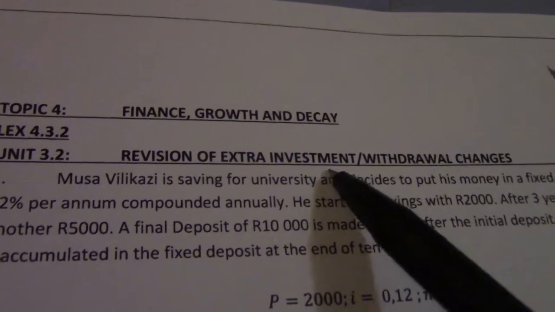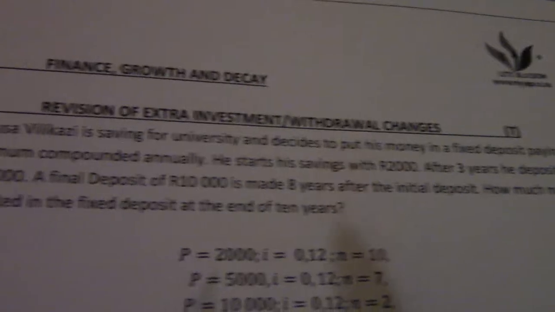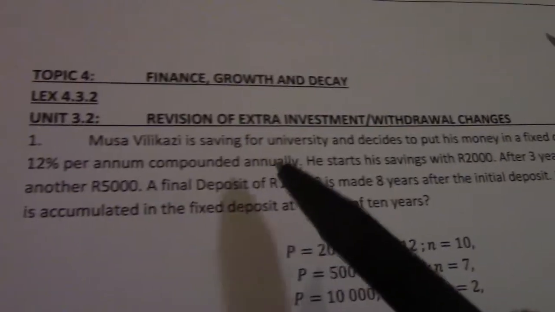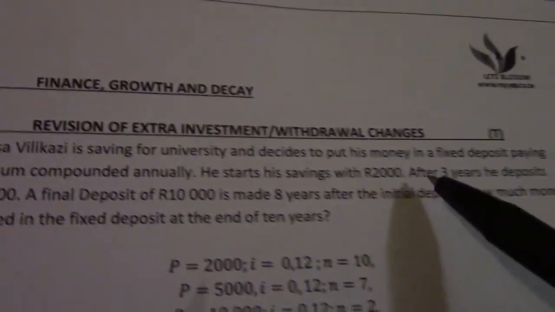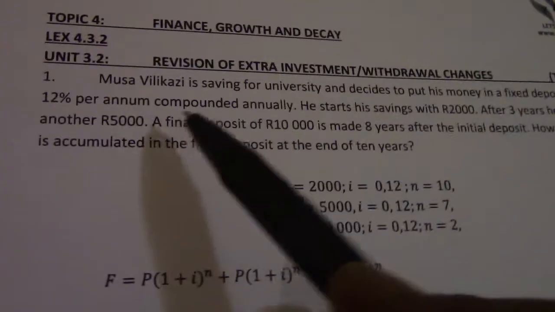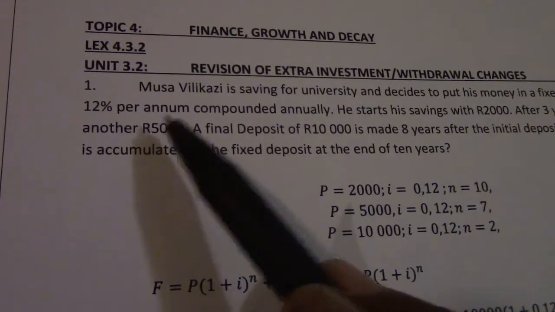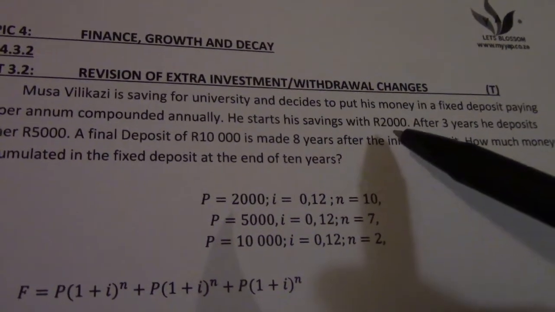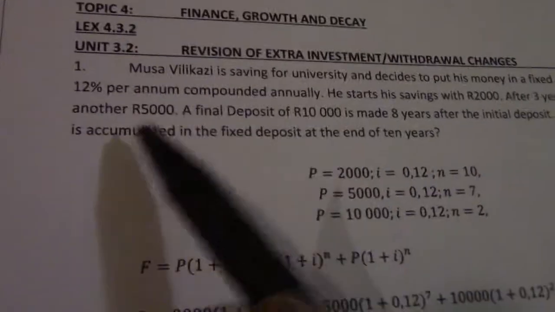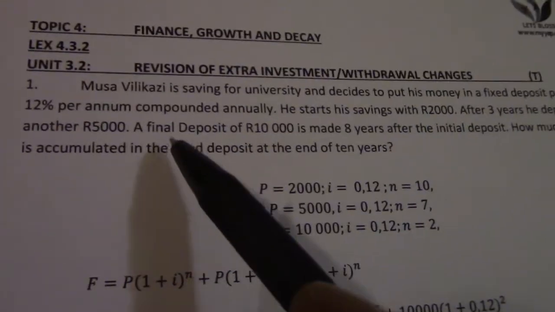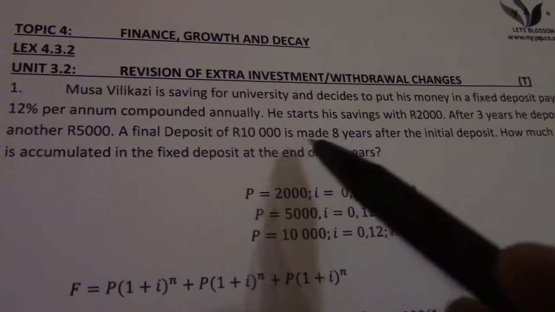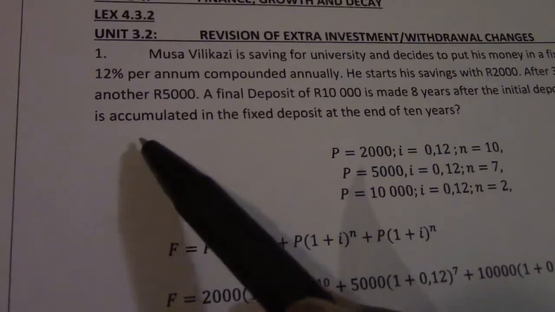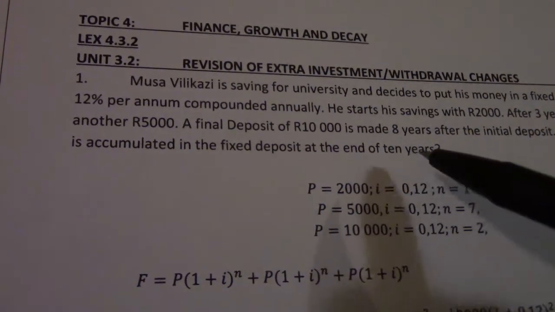Here we're revising extra investment withdrawal changes. This is also a transitional exercise. So Musa Vilakazi is saving for university and decides to put his money in a fixed deposit, paying 12% per annum, compounded annually. He starts his savings with 3,000 Rand. After 3 years, he deposits another 5,000 and he makes a final deposit of 10,000 after 8 years. How much money is accumulated in the fixed deposit at the end of 10 years?